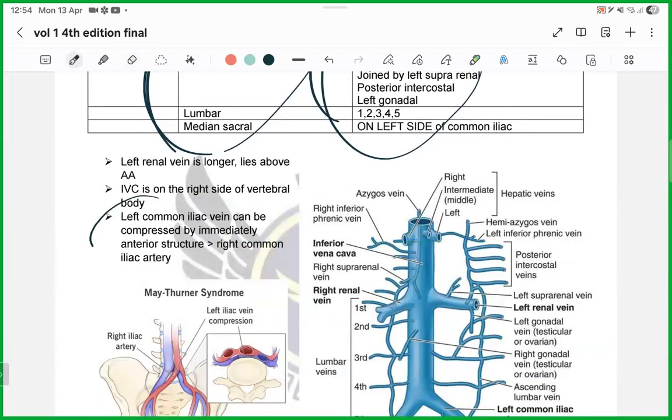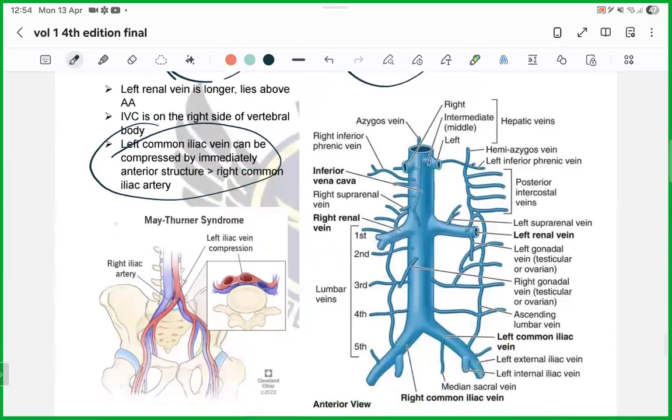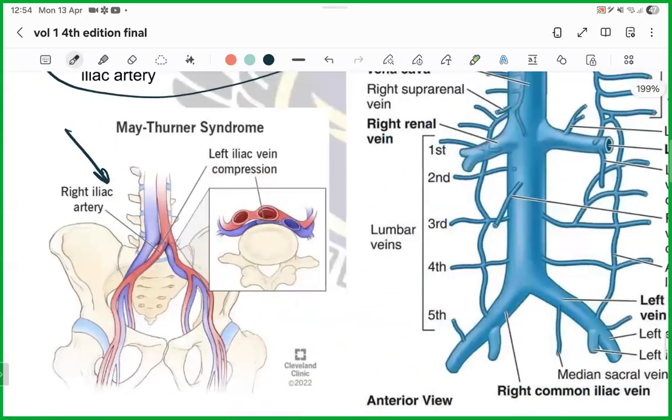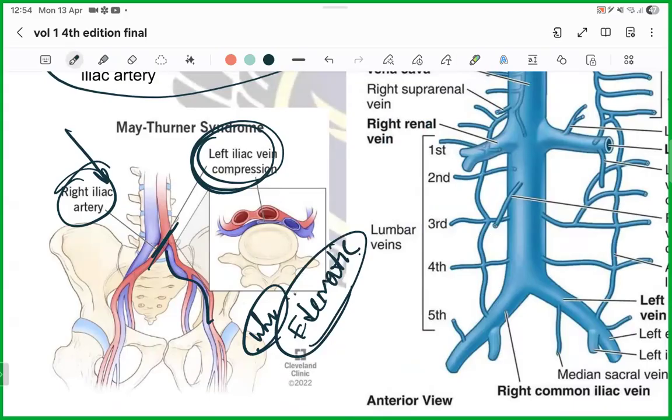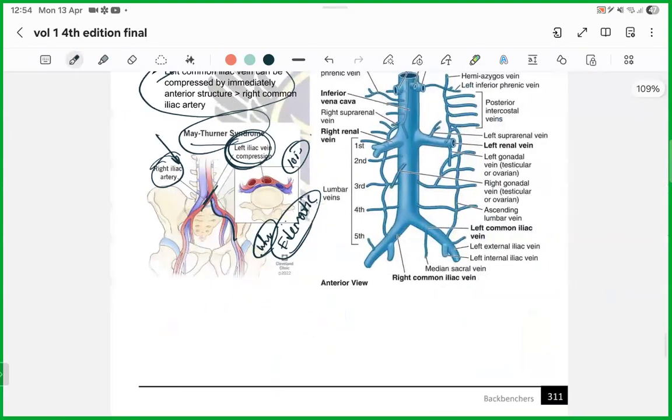So the left common iliac vein is compressed. The one I have shown you, that left common iliac vein is compressed by the right iliac artery, and my whole lower limb becomes edematous. So we get lower limb edema, that is called May-Thurner syndrome. They ask you these questions. This is very, very important.